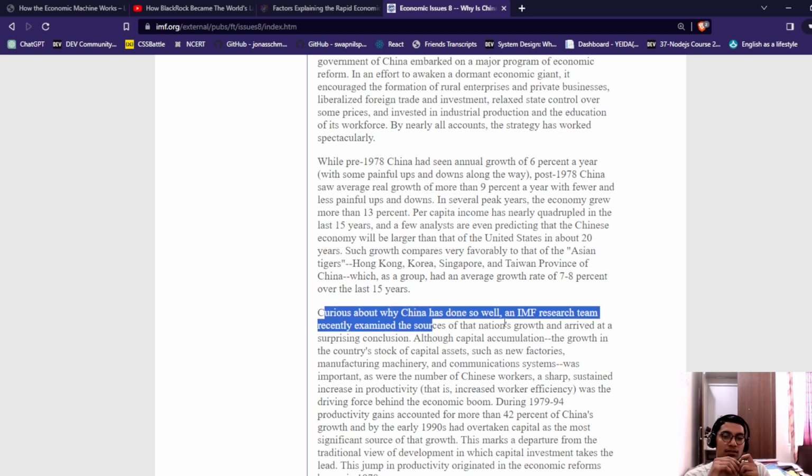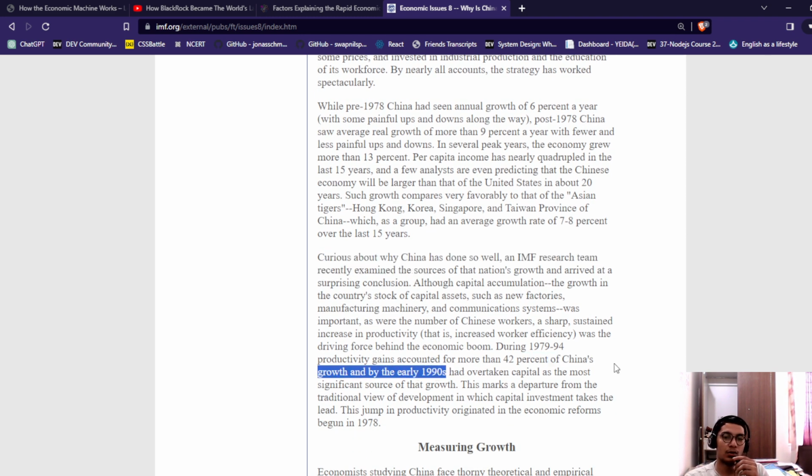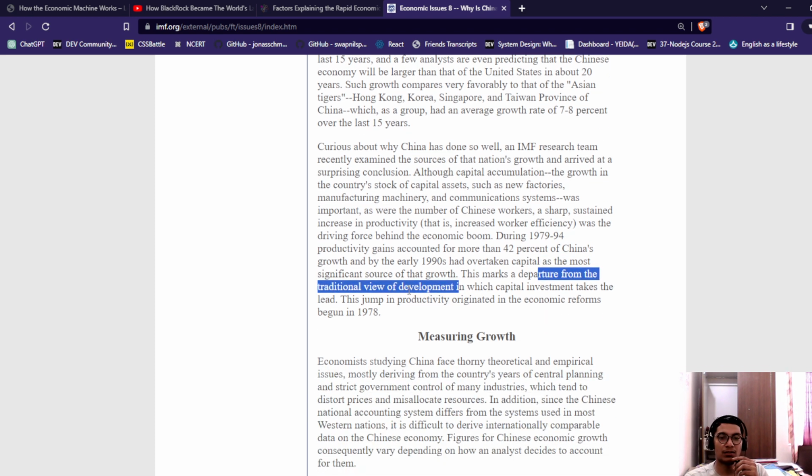Curious about why China has done so well, an IMF research team recently examined the sources of the nation's growth and arrived at a surprising conclusion. Capital accumulation, that is growth in the country's stock of capital such as new factories, manufacturing machines and communication systems, was as important as the number of Chinese workers, but sharp, sustained increases in productivity mattered too. During 1979 to 1994, productivity gains accounted for more than 40% of China's growth, and in the early 1990s overtook capital as the most significant source of growth, thus departing from the traditional view of development in which capital investment takes the lead. The jump in productivity occurred after economic reform began in 1978.